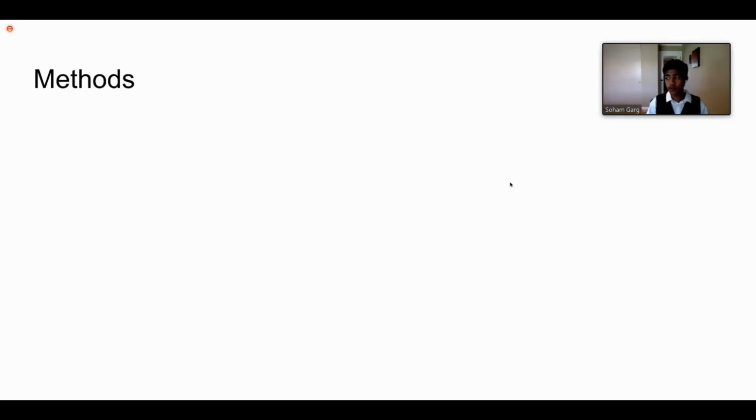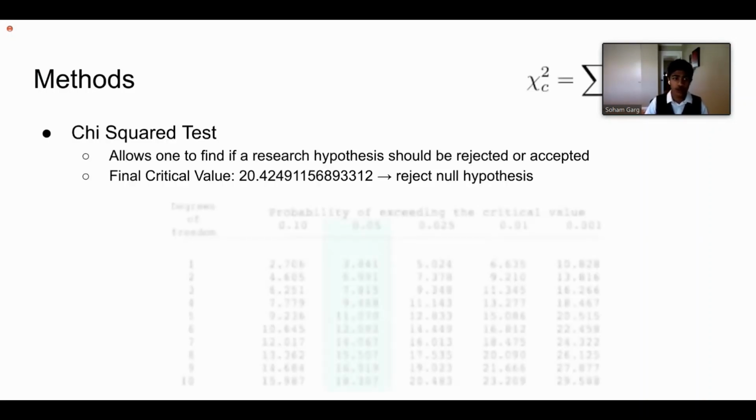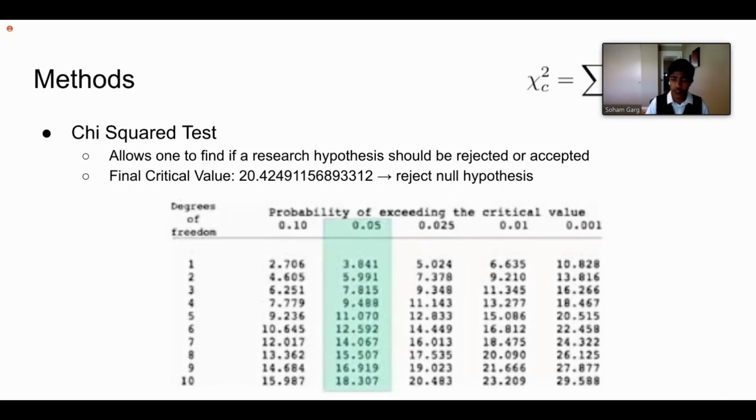So how did we achieve our initial goals? We used two main methods. The first method that we'll be talking about is called the chi-squared test. The chi-squared test allows one to find if a research hypothesis should be rejected or accepted. The formula at the top right shows how we can use the test. This on the bottom is a reference table.